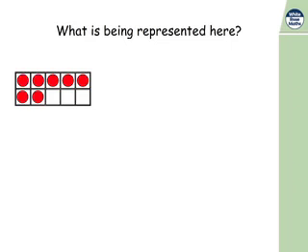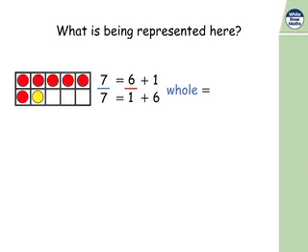So what is being represented here? I can see 7. And now my whole 7 has been split into 2 parts. There are 6 red counters and 1 yellow counter. Or I could say it, 7 is the whole, there is 1 yellow counter and 6 red counters. 7 is the whole, 6 is a part, and 1 is a part.